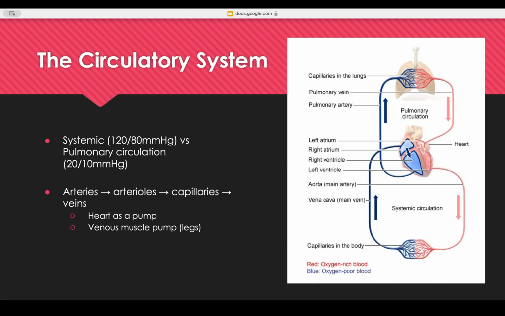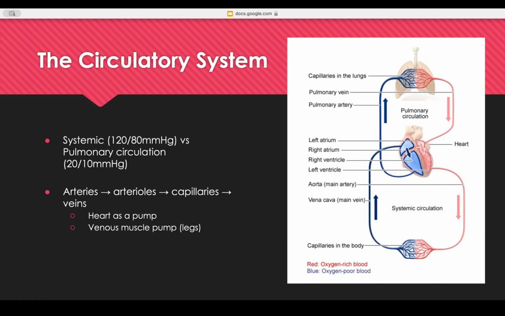And then, as you know, the system from the ventricles goes through arteries to arterioles to capillaries, where the transfer of oxygen occurs in tissues, and then goes to venules and veins, which are then collected and go back to the heart.